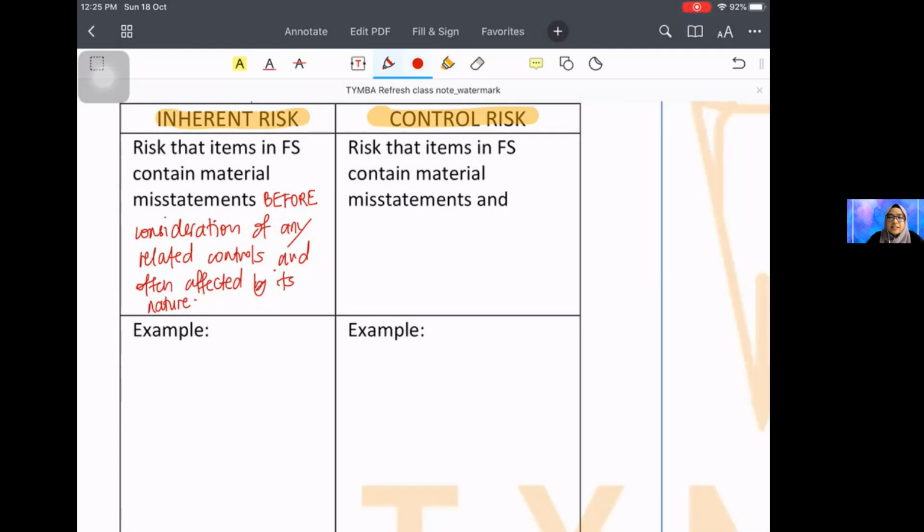contingent liabilities, provision, amortization is a very inherent risk item whereby we need to increase our testing if we want to audit this estimation account. So it is part of inherent risk. No matter how you put control, you cannot avoid my over or underestimate, your over or underestimate. So that's why it is called inherent risk.